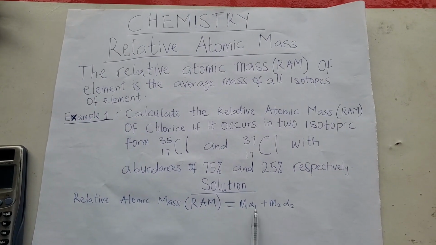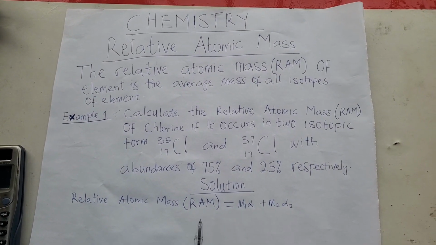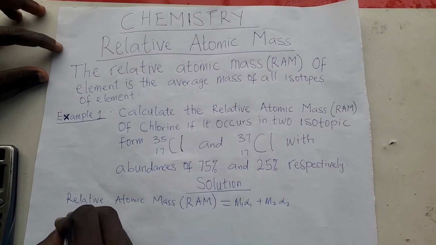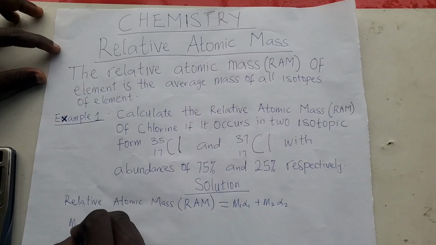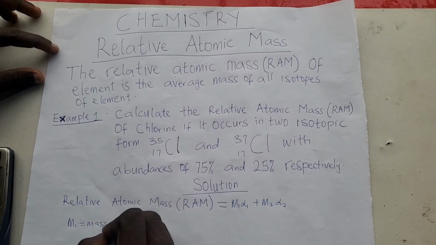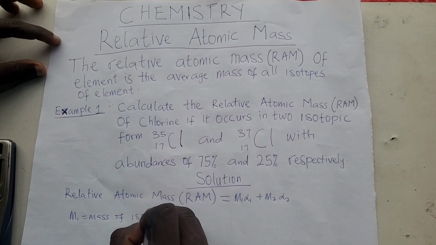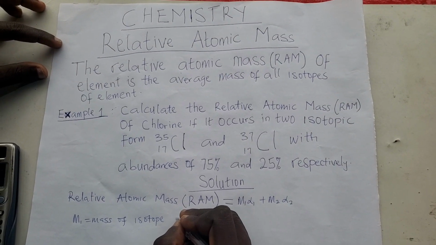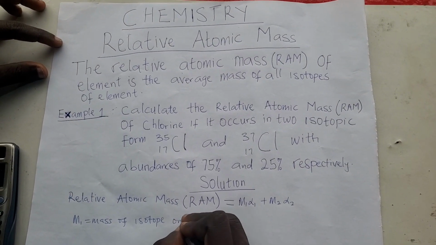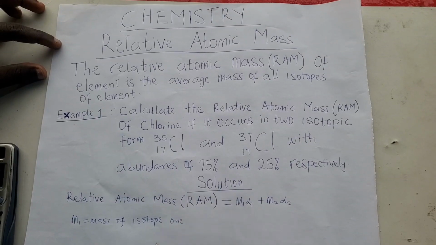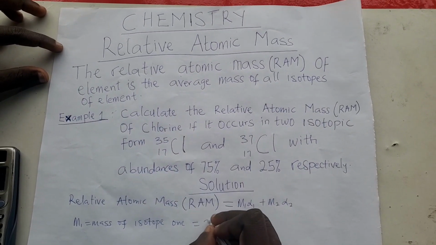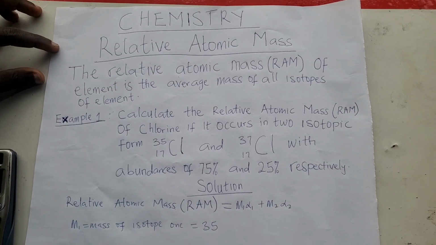What does M1 stand for? M1 stands for the mass of isotope 1. M1 equals the mass of isotope 1, and that mass is equal to 35.